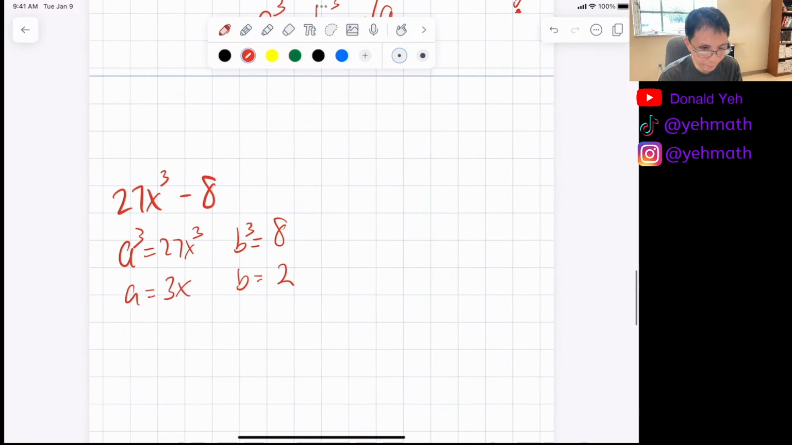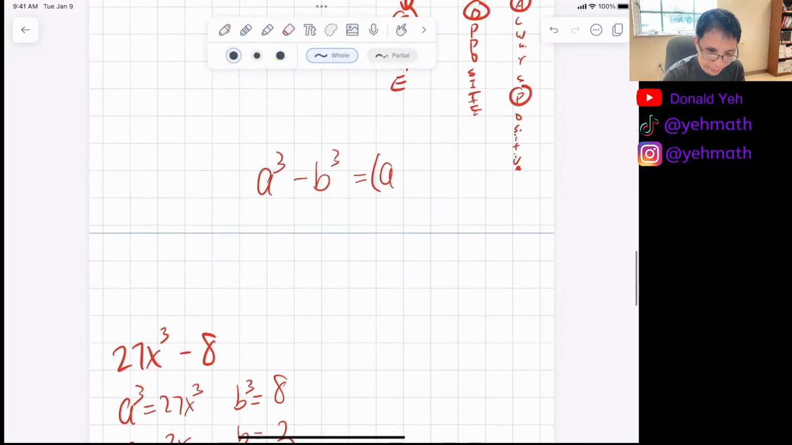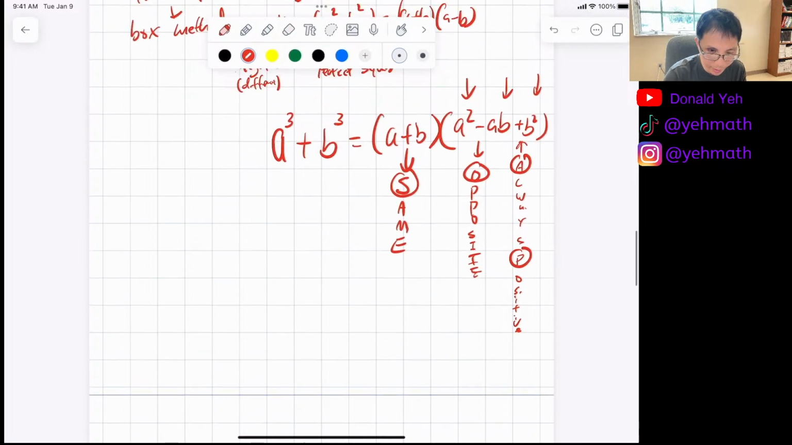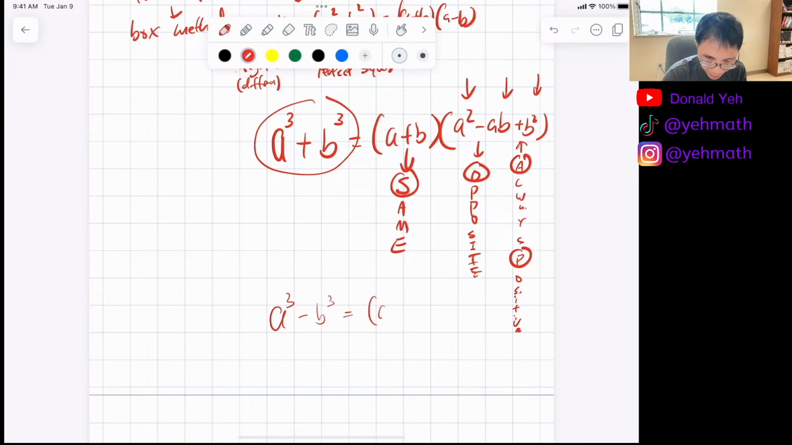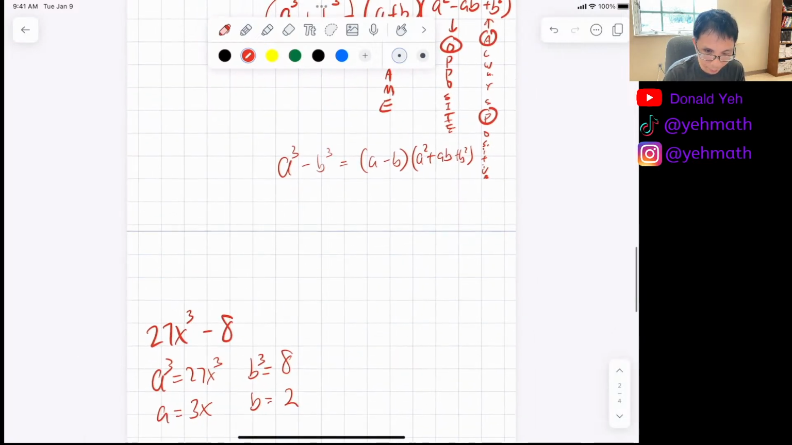Okay, so you're going to have this formula. This is called a sum of the cube. There is a difference of a cube, which is going to be a minus b times a squared. What's the next sign? Plus ab plus b squared. Does that make sense? So that is the formula we're going to be using because this is a minus sign.